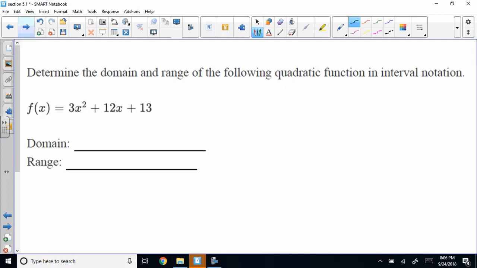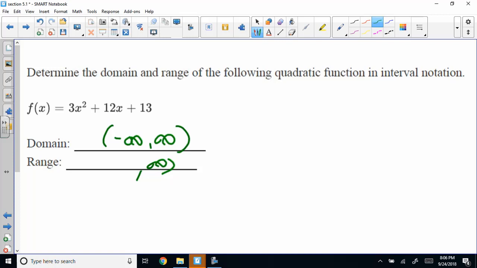Okay, guys. Determine the domain and range of the following quadratic function in interval notation. All right. Domain. That's like a rubber stamp. Okay? You got to make sure you understand that. Now, what are we going to do? Which way is it open? It's opening up, right? I know the highest point. If it's opening up, the highest point is infinity, right?